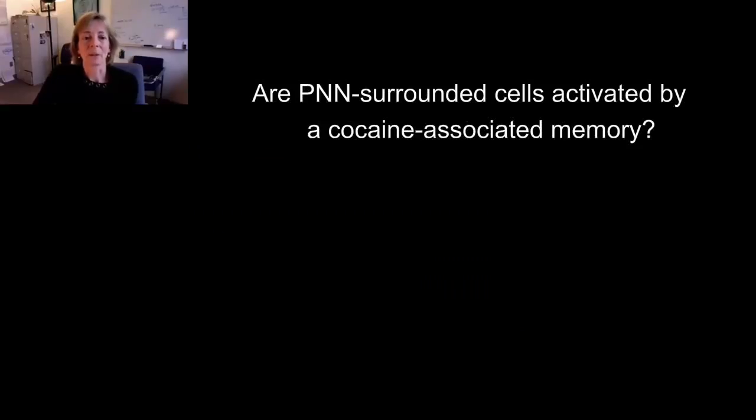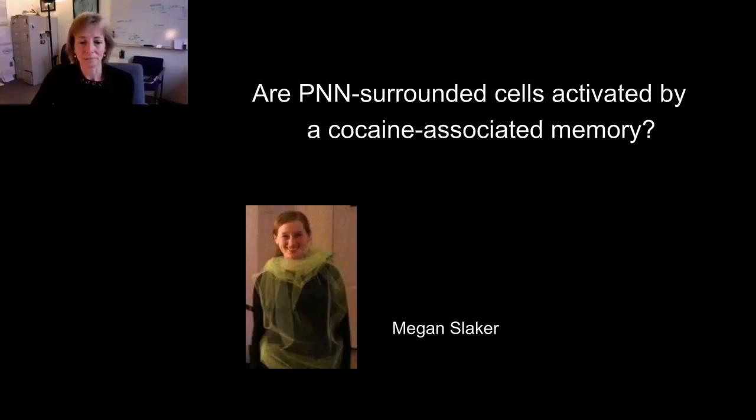So we come back to the question: are cells surrounded by perineuronal nets activated by a cocaine-associated memory? That was our first question. This was done by Megan Slaker, who is now a postdoc at the Medical College of Wisconsin. Megan was very into her PhD project, so much so that at one of the Halloween parties, she showed up dressed as a perineuronal net herself.